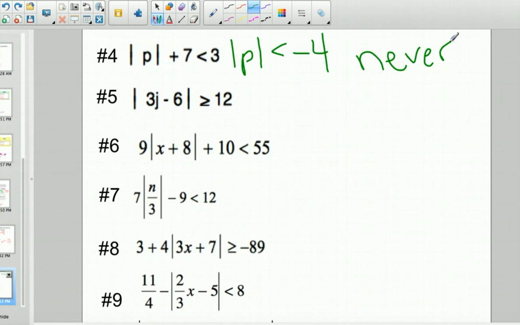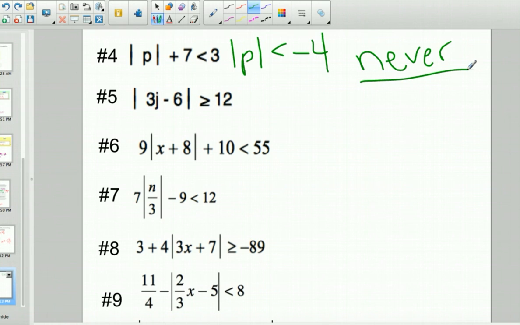So the answer is actually never. That will never be the case. Doesn't matter what you plug in for p, it won't work. Right? Really negative number, really positive number are just going to add to the value of p, and then you're going to add 7 to it. It's never going to be less than 3.